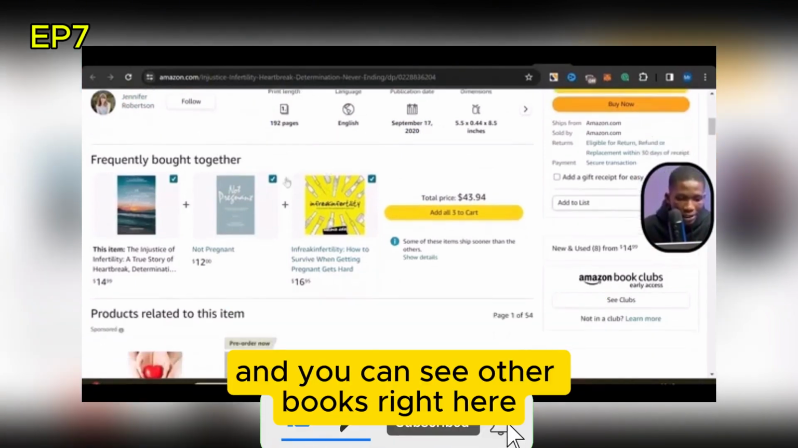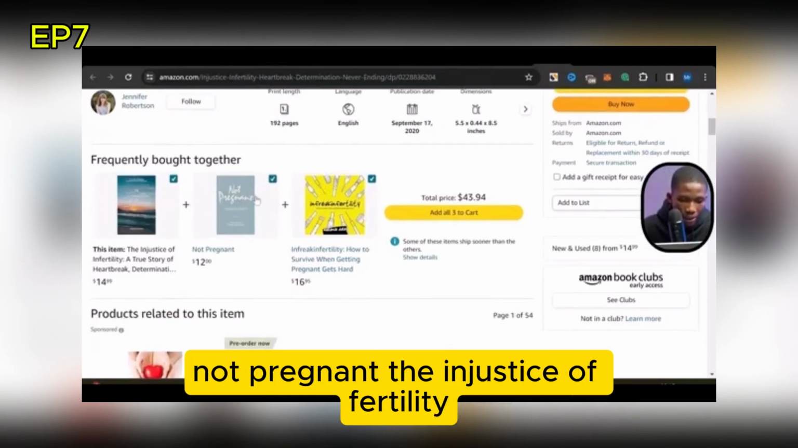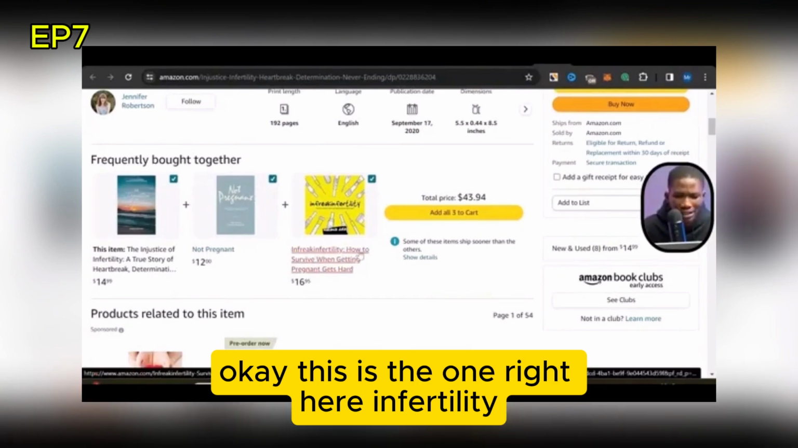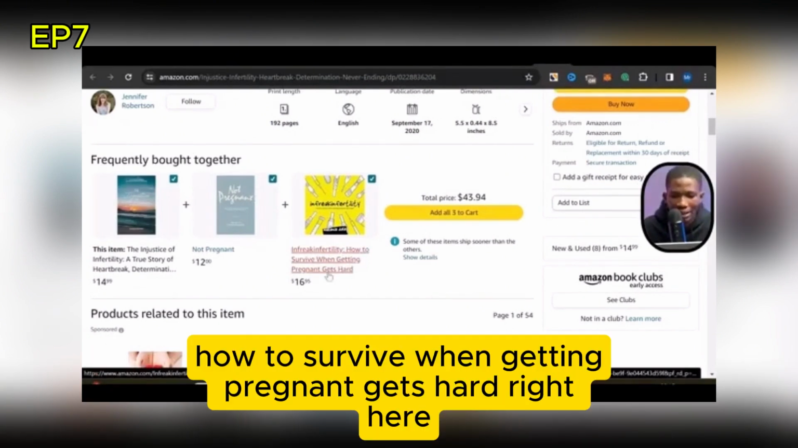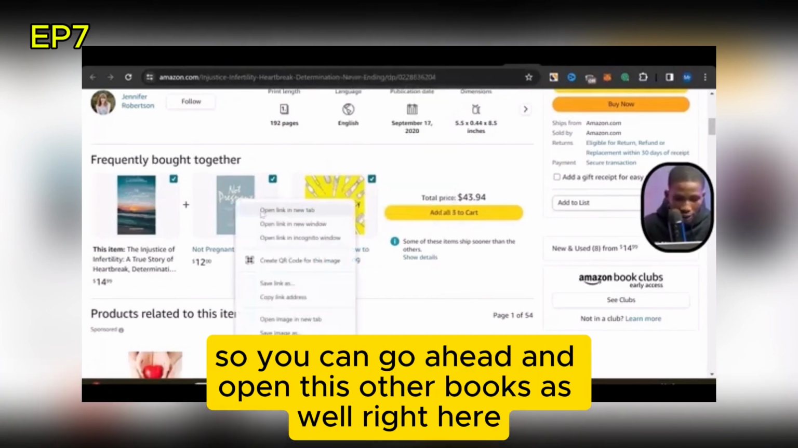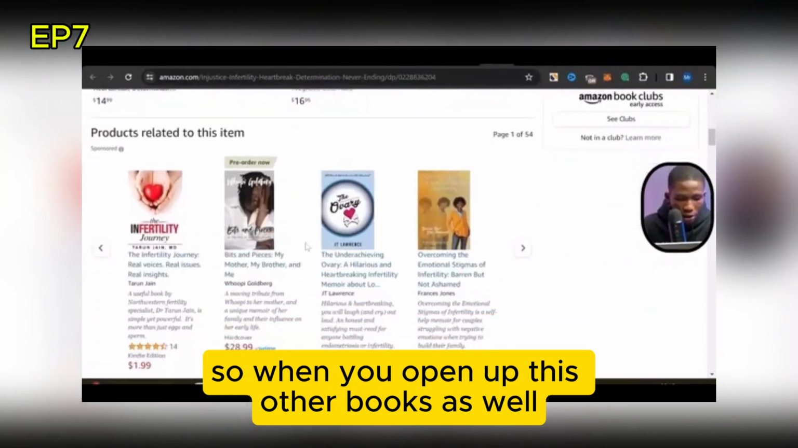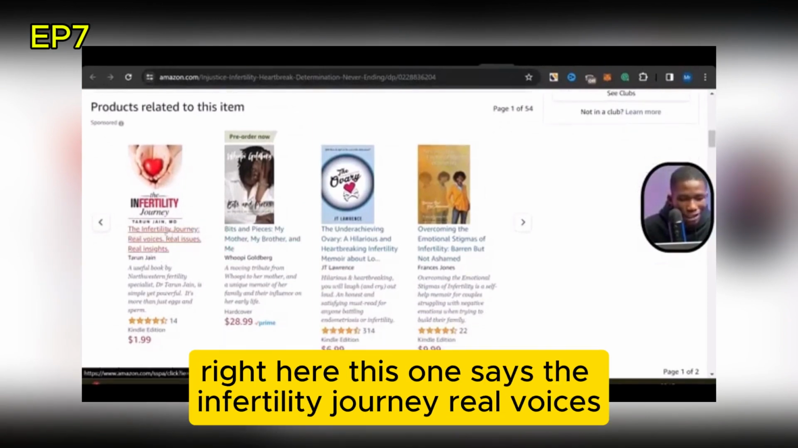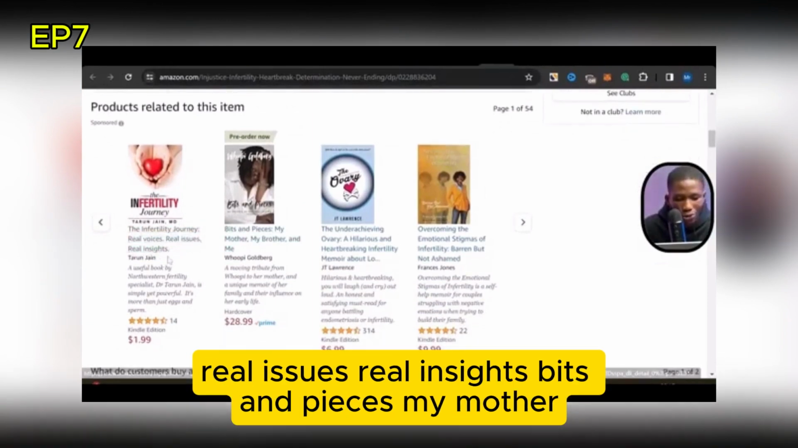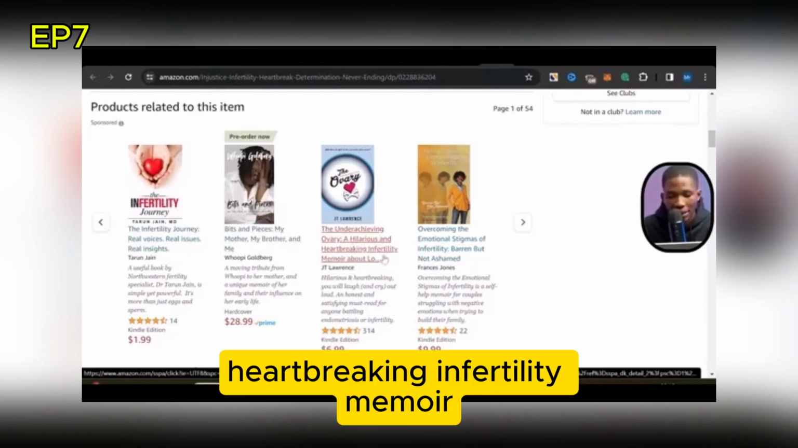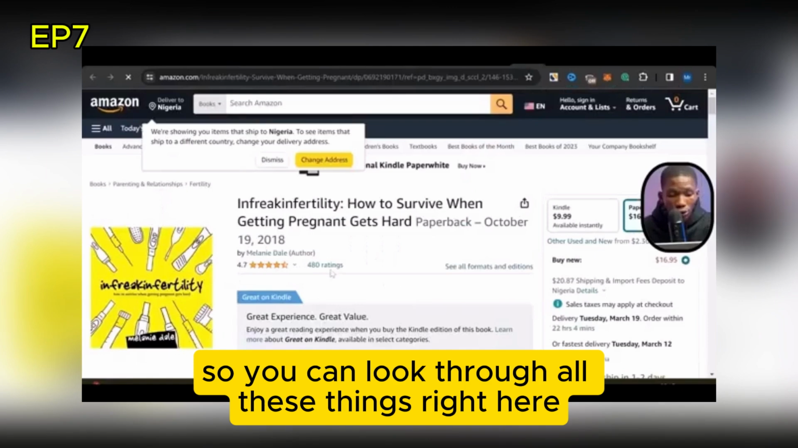And you can see other books here. Not Pregnant, The Injustice of Fertility. Okay, this is the one. Infertility, How to Survive When Getting Pregnant Gets Hard. You could go ahead and open these other books as well. When you open them up, you can see people promoting their own infertility books. This one says The Infertility Journey, Real Voices, Real Issues, Real Insights, Bits and Pieces, My Mother, My Brother, and Me. This one says Underachieving Ovary, a hilarious, heartbreaking infertility memoir. So you can look through all these things.